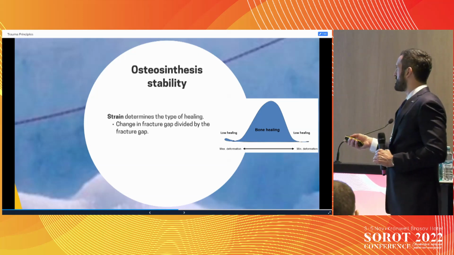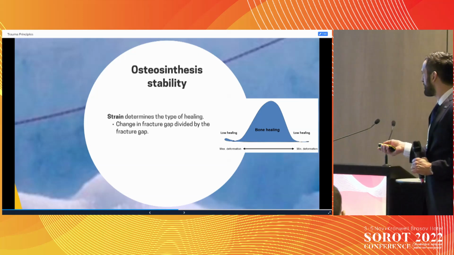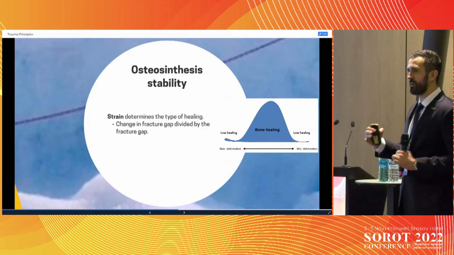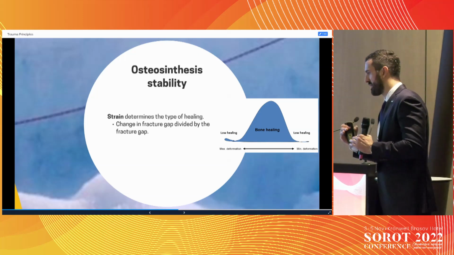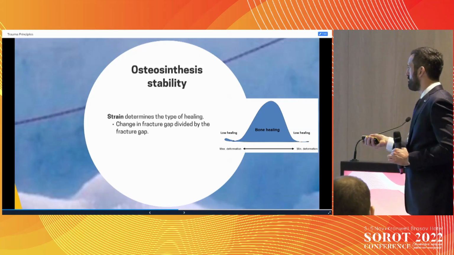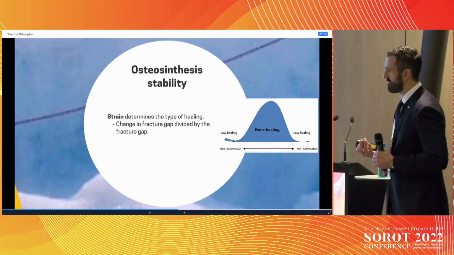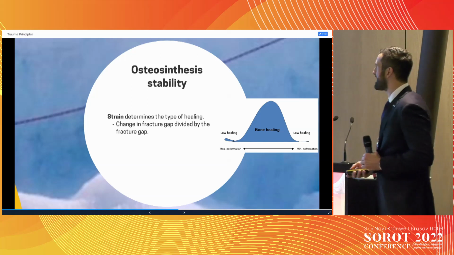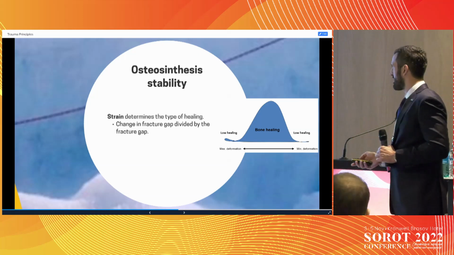So the osteosynthesis stability: if there is minimal deformation, minimal micro movement, we have very, very slow healing. If there is a lot of deformation, we'll never have healing, but there is some micro motion that is needed, some strain for the callus formation.